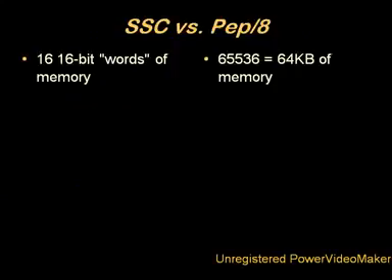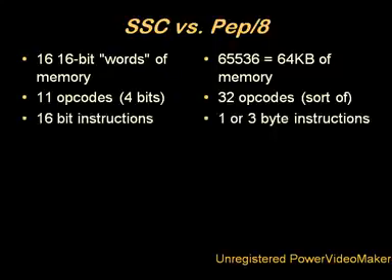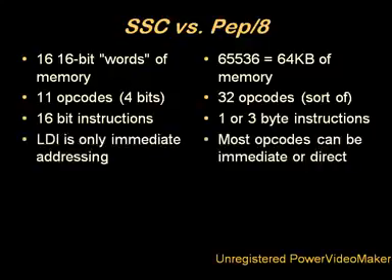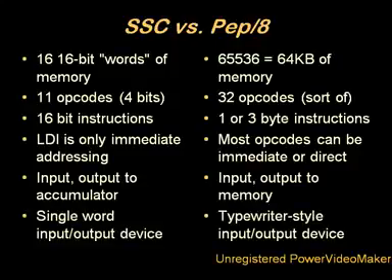So let's summarize the differences between SSC and PEP 8. First of all, we have 2 to the 16th bytes of memory, 64 kilobytes. Second, we have 32 opcodes, or sort of. As we pointed out, a lot of those are 4-bit opcodes with a separate register bit. We have variable-sized instructions, 1 or 3 bytes, depending on what we need. Most opcodes can be immediate or direct in addressing mode. Addressing mode is separated from the opcode as opposed to being bundled with it in those 11 we had with SSC. Input and output is directly to memory rather than to the accumulator. And finally, we have a more sophisticated human interface device, typewriter-style input and output, rather than typing numbers only.